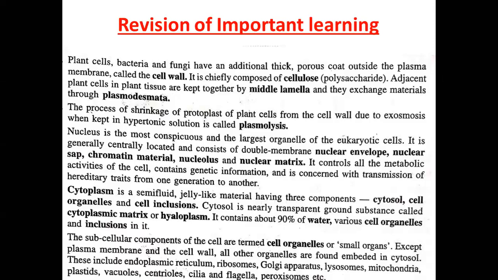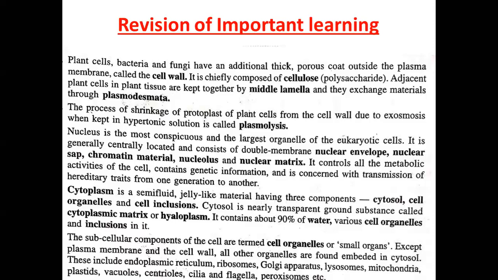Cytoplasm is a semi-fluid, jelly-like material having three components: cytosol, cell organelles, and cell inclusions. Cytosol is nearly transparent ground substance called cytoplasmic matrix or hyaloplasm. It contains about 90% of water, various cell organelles, and inclusions in it.